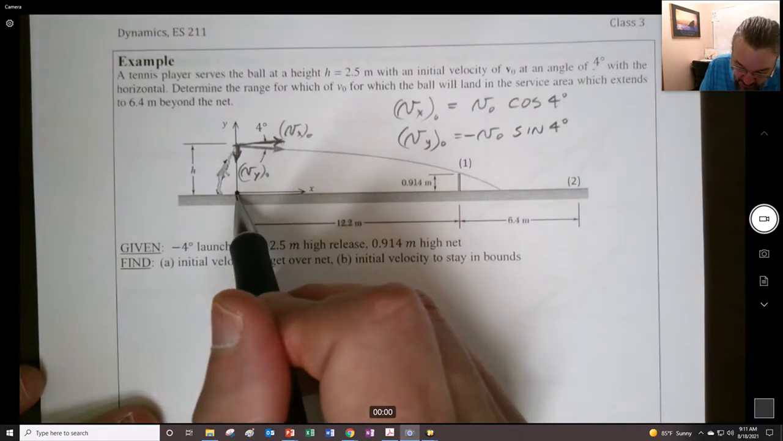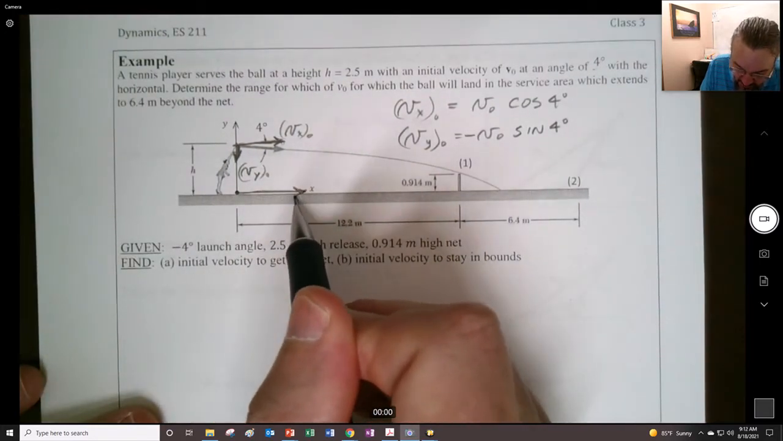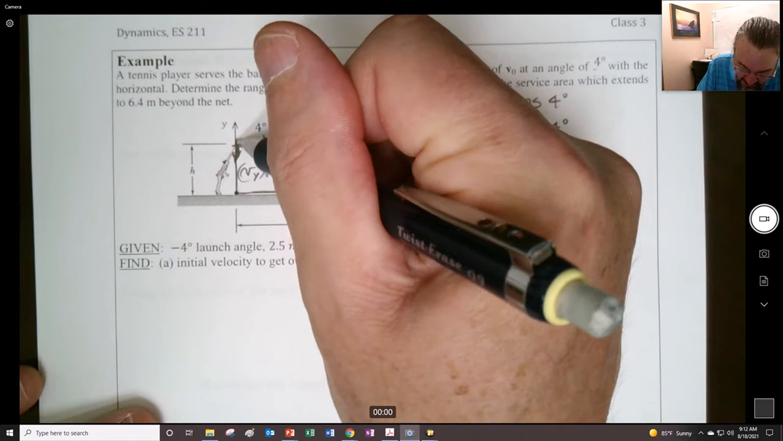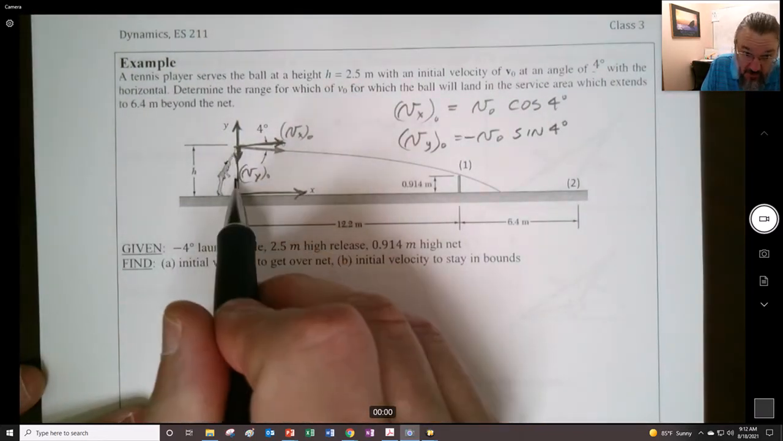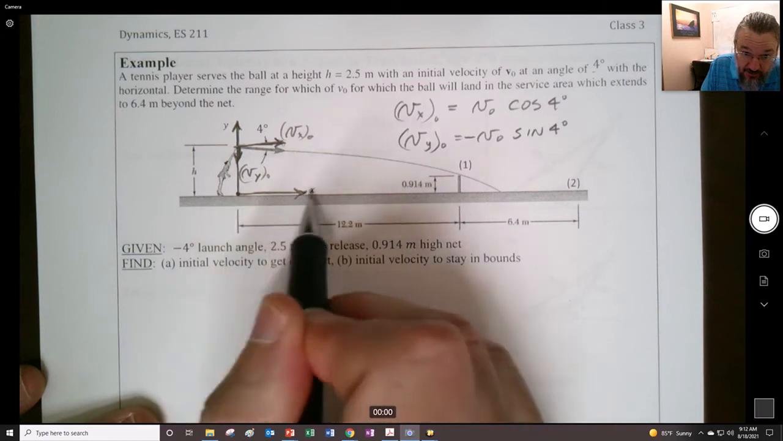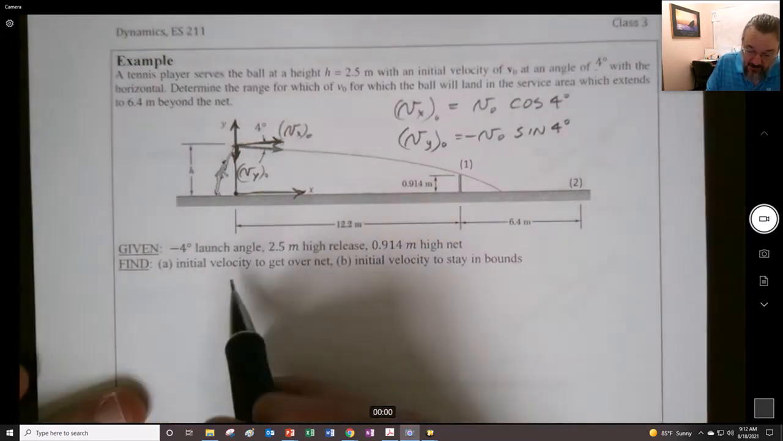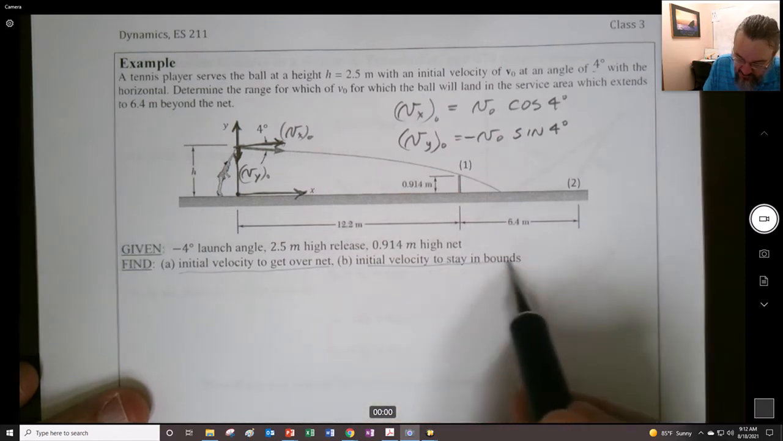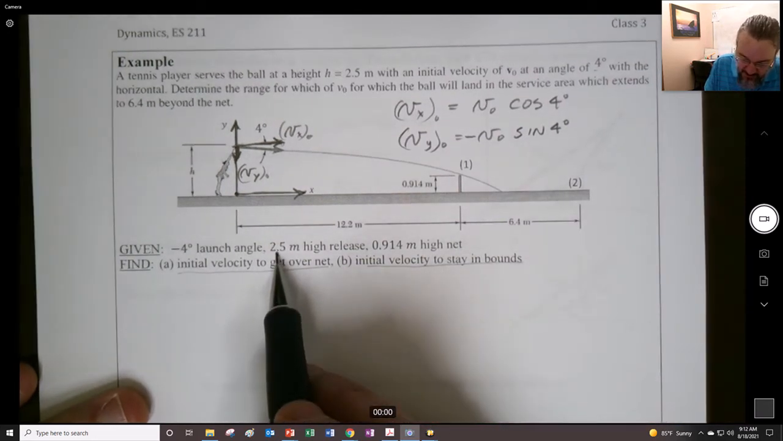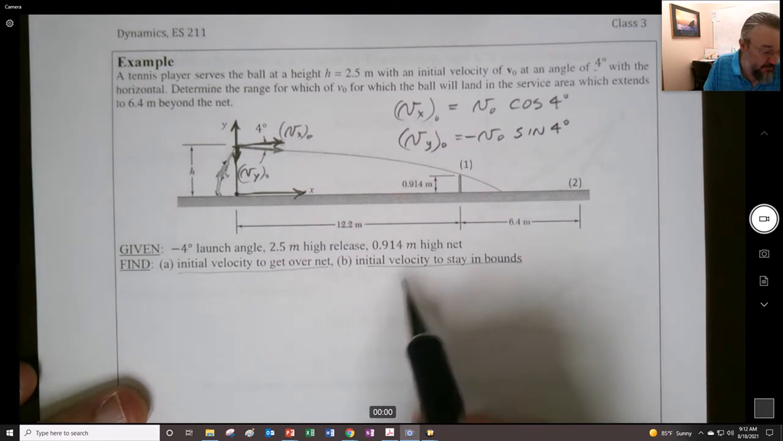And we're going to choose this as the coordinate system. I've already done that for you. We could have picked the origin of the coordinate system up here, but I think it's going to be easier to be here on the ground level, right there. So we want to find the initial velocity to get over the net and the initial velocity to stay in bounds. Those are two things. And this is what we were given as part of the problem.